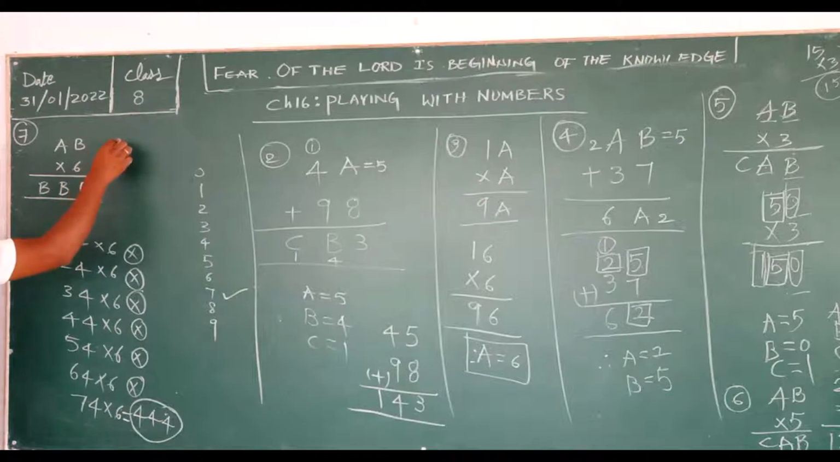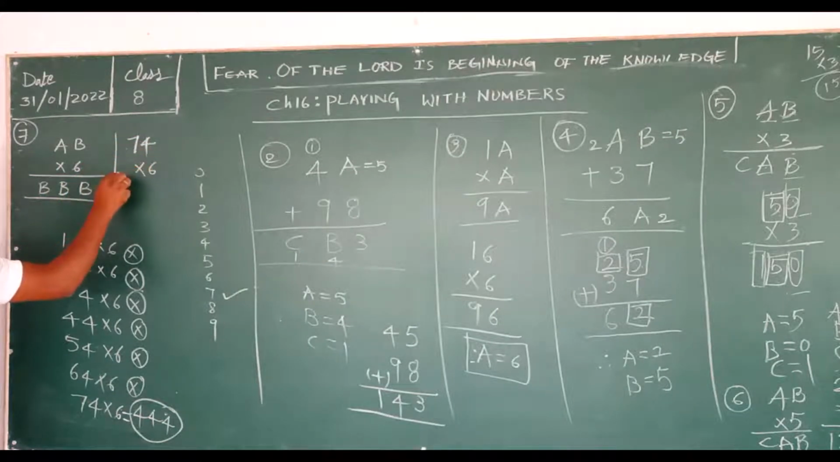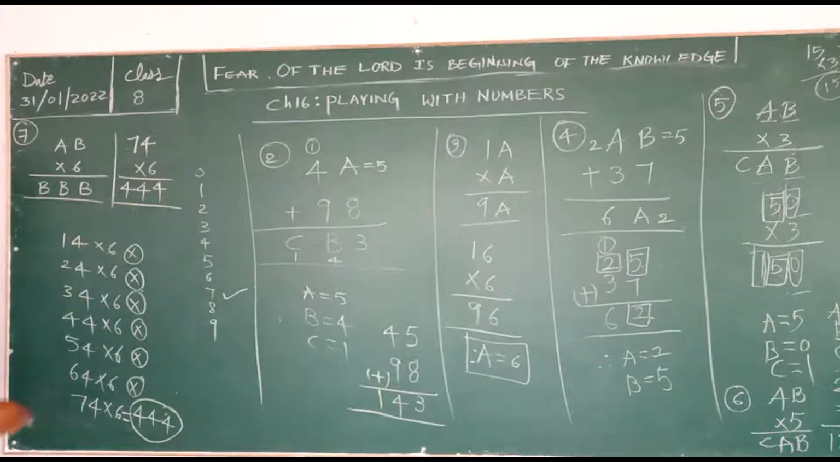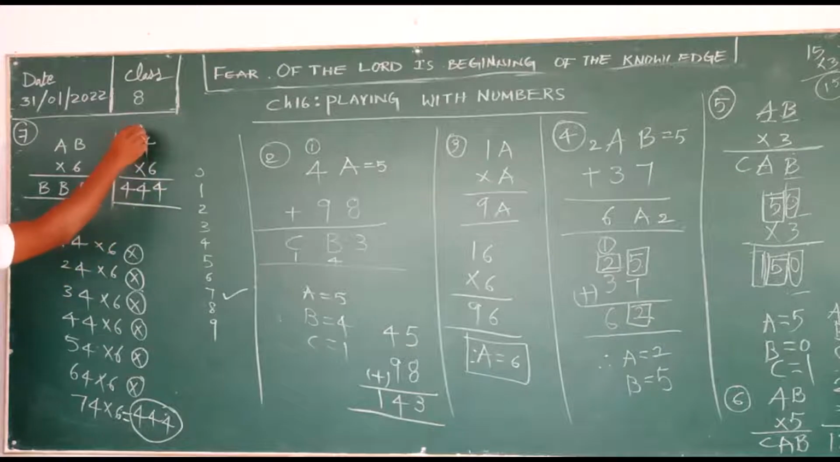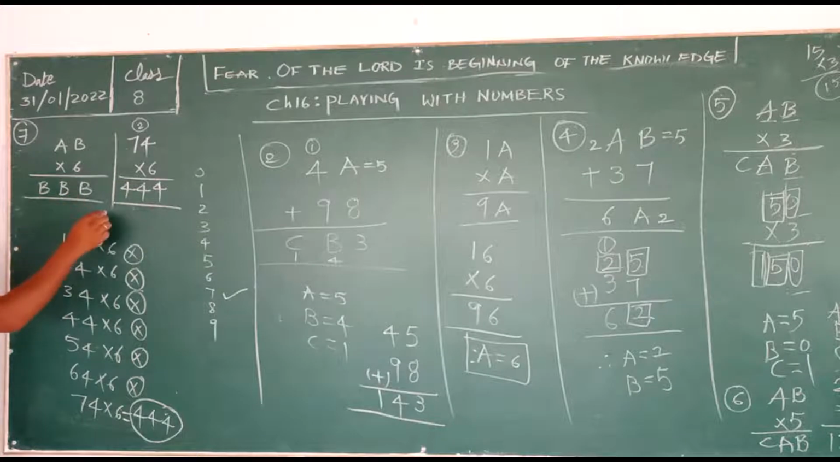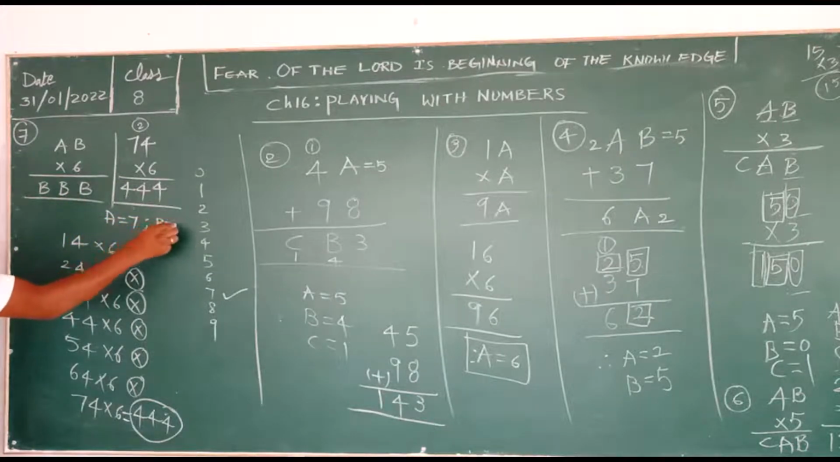So at last here I am going to write 74 into 6 is 444. Why? 6 fours are 24, 2 carry here, 4 will be here. Then 6 sevens are how much? 42, 42 plus 2, 44. So at last you will write A is equal to 7, B is equal to 4. Whoever wrote A is equal to 7, B is equal to 4, correct answer.